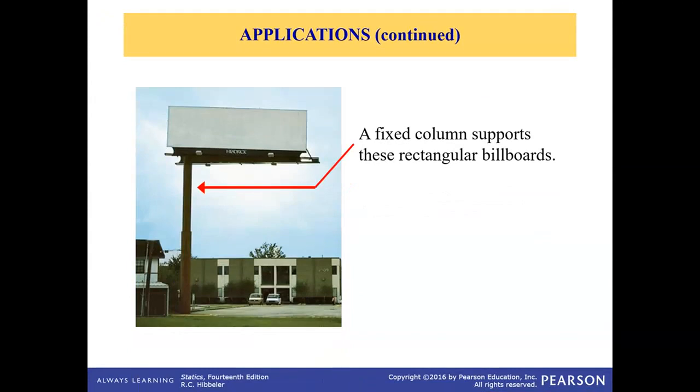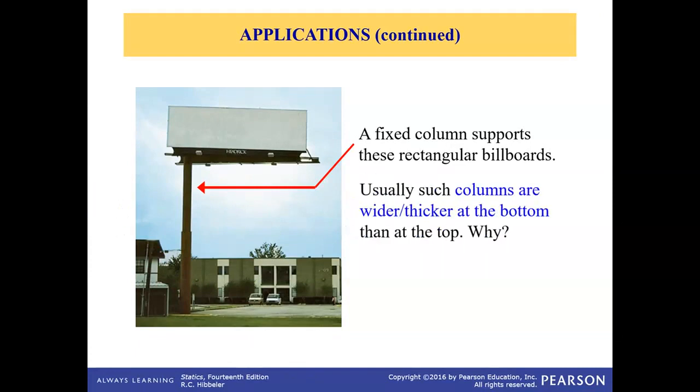Another application is this billboard sign, a rectangular billboard. A fixed column supports this billboard. Usually such columns are thicker or wider at the base compared to the top. And why is it so? Because the weight of the billboard results in a bending moment, and the bending moment is maximum at the joint where it's supported or attached to the ground. So in order to give more strength to this entire vertical column, it's made wider or thicker at the base.